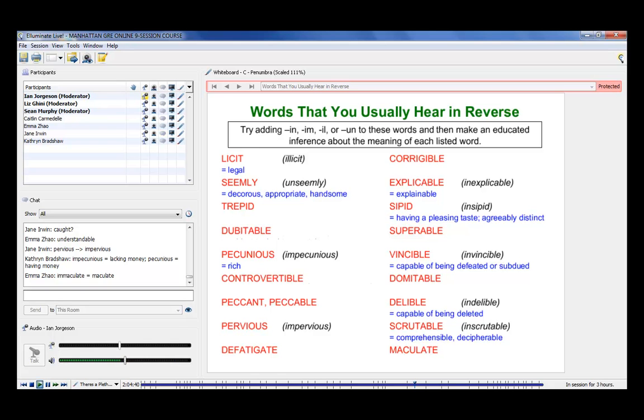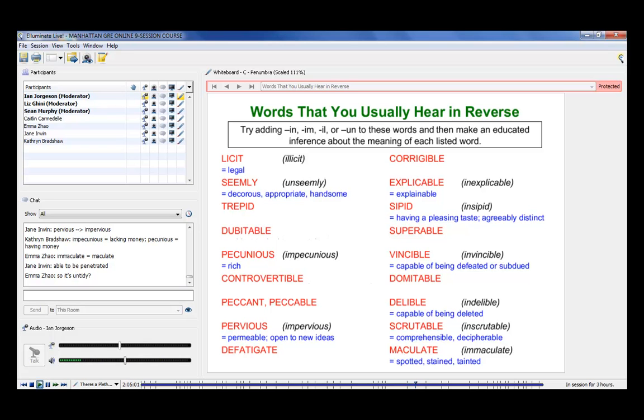Immaculate from immaculate. Okay, good. Keep going. Tell me the definition. We've got the words for pervious and for immaculate. Yeah, able to be penetrated. Also, open to new ideas, same idea. Yeah, immaculate means perfectly clean, so immaculate would be untidy, spotted, stained, tainted.